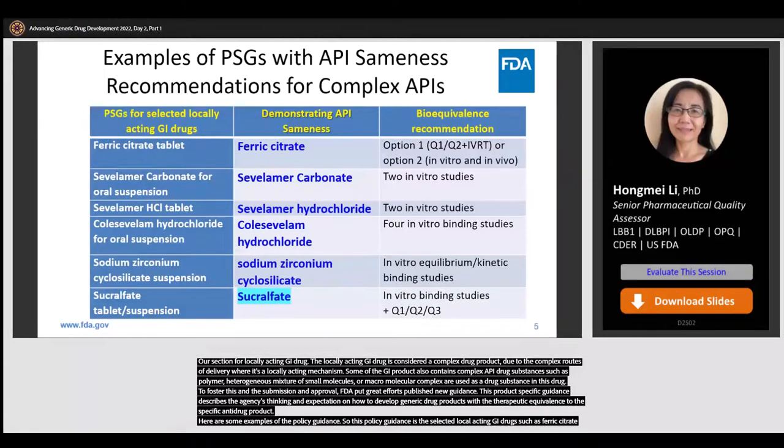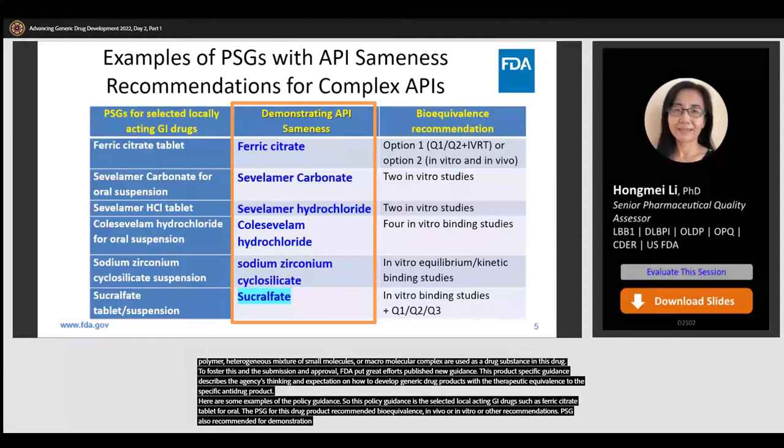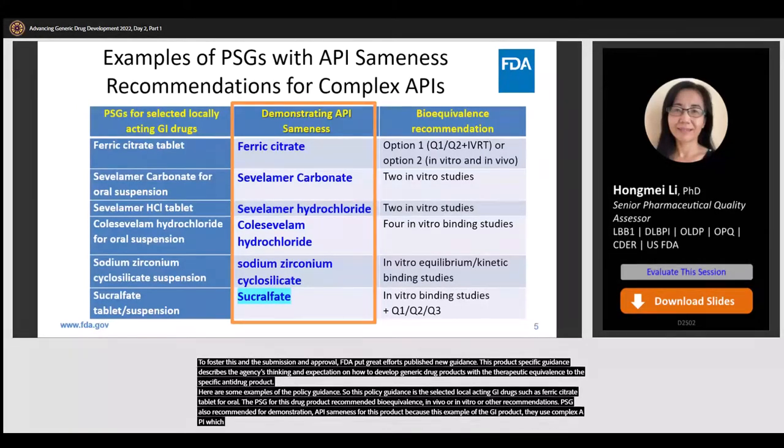There are several select examples of locally acting GI drugs for this section. The PSG for these drug products recommended a bioequivalence in vitro or in vivo study or other recommendations. Besides bioequivalence recommendations, the PSG also recommended demonstrating API Sameness for these products, because all these example GI products are using complex APIs such as ferric citrate, which is a ferric iron-based conjugate complex, or sevelamer carbonate, sevelamer hydrochloride, or colesevelam hydrochloride, which are synthetic polymers used as a drug substance. Sodium zirconium cyclosilicate and sucroferric oxyhydroxide are inorganic complexes used as a drug substance.